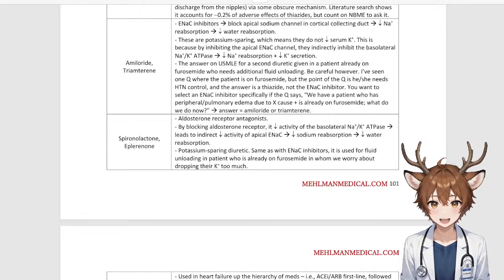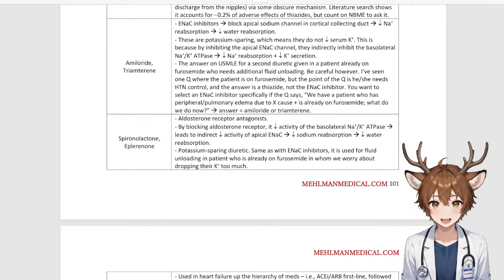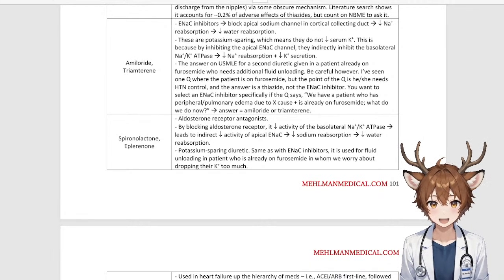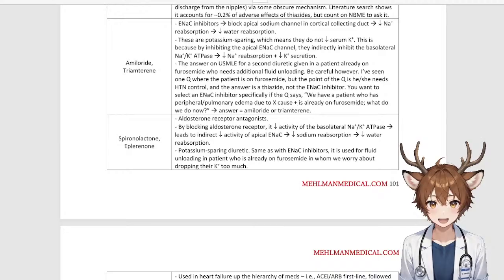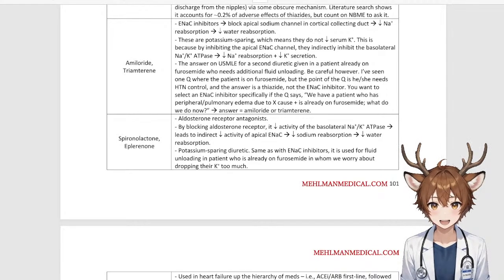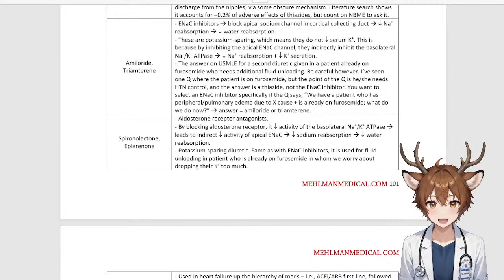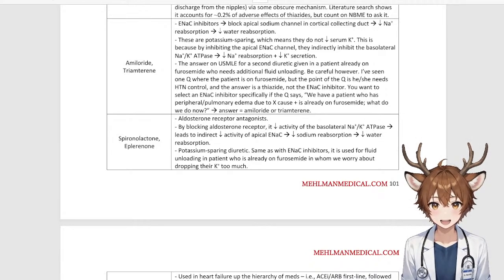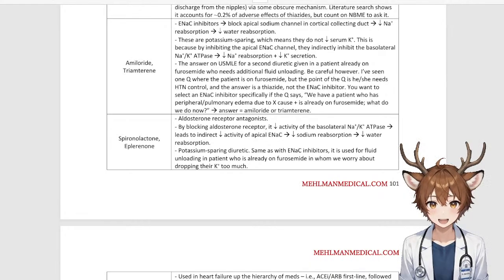Amiloride and triamterene. These are ENaC inhibitors. They block the apical sodium channel in the cortical collecting duct, leading to a decrease in sodium reabsorption, leading to a decrease in water reabsorption. These are potassium sparing, which means they do not decrease serum potassium. This is because by inhibiting the apical ENaC channel, they indirectly inhibit the basolateral sodium potassium ATPase. This leads to a decrease in sodium reabsorption plus a decrease in potassium secretion.